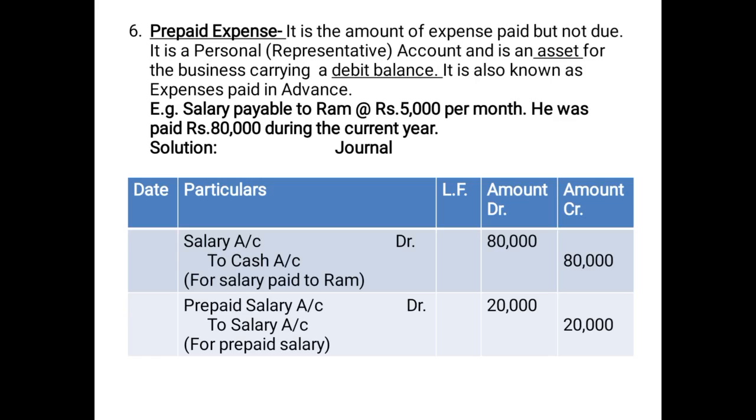So here, the first entry we will pass is for the actual salary paid, whether prepaid or not. Salary account debited 80,000 to cash account 80,000 for salary paid to Ram. The next entry we will pass for recording the prepaid expense. So the entry for prepaid expenses: prepaid expense account debited to expense account. So how much is prepaid? 20,000. 60,000 was to be paid, 80,000 have been paid. That means 20,000 is advance. So prepaid salary account debited 20,000 to salary account 20,000, that is for prepaid salary.